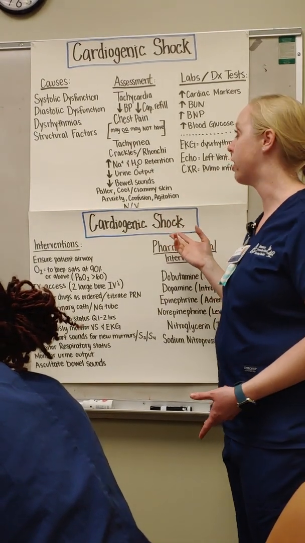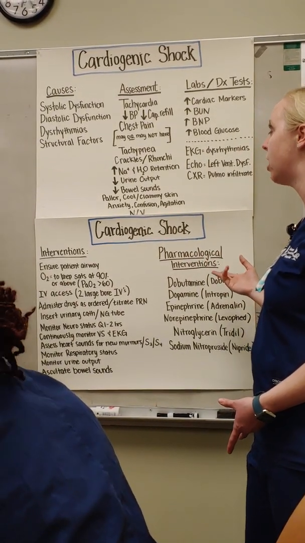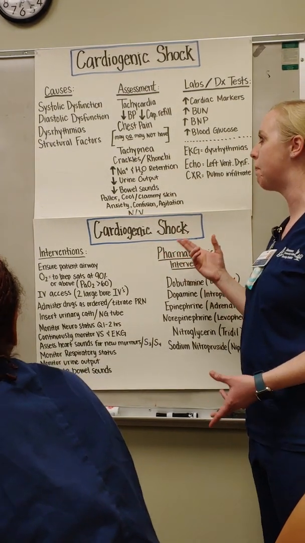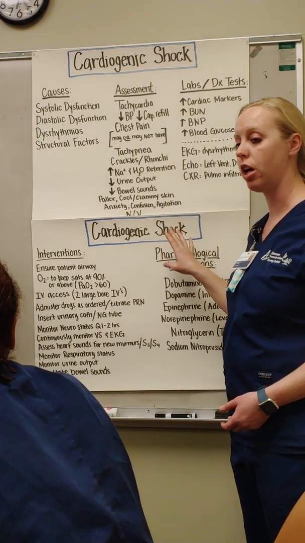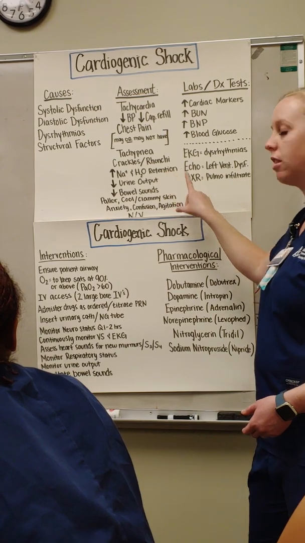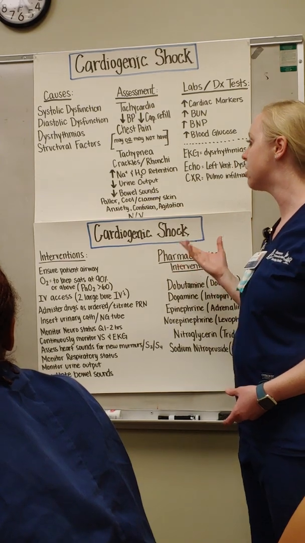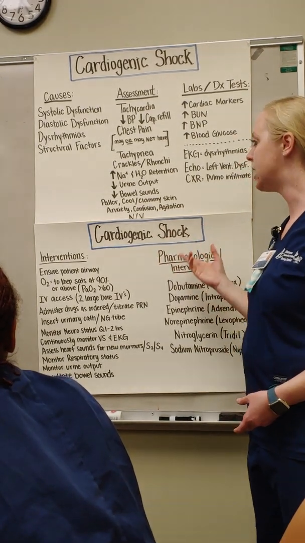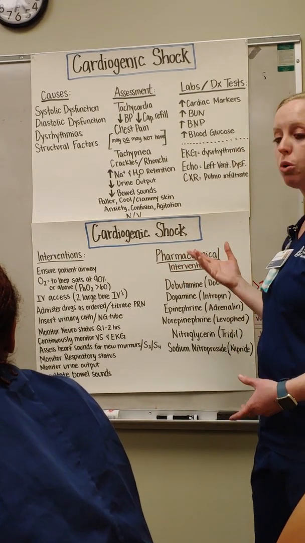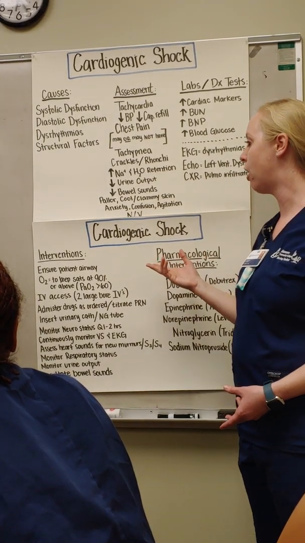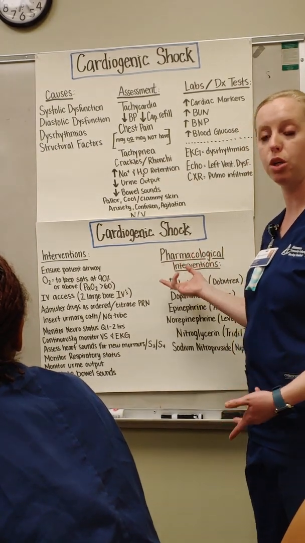All right, assessment for cardiogenic shock. First is going to be tachycardia. Then you're going to have a decrease in blood pressure, a decrease in capillary refill, and your patient with cardiogenic shock may or may not have chest pain. Then again in cardiogenic shock, you're going to see tachypnea. When you take lung sounds, you're going to hear crackles and/or rhonchi. You can expect an increase in sodium and water retention, a decrease in urine output, again a decrease in bowel sounds, and your patient is going to have pallor, cool clammy skin, anxiety, confusion, agitation, and possibly nausea and vomiting.